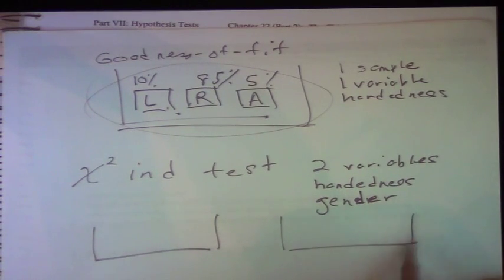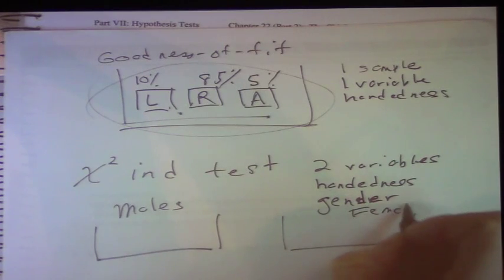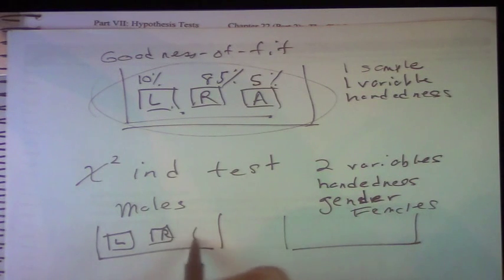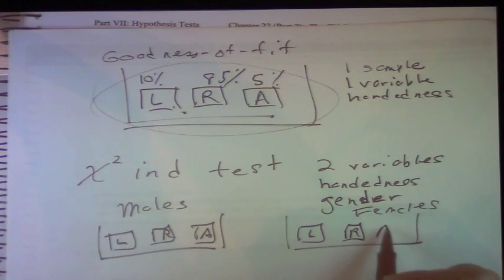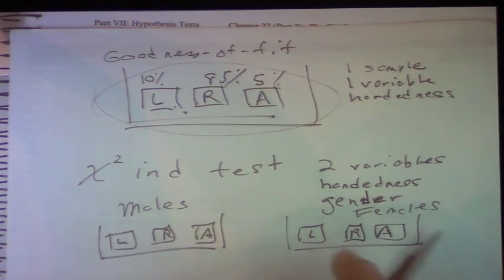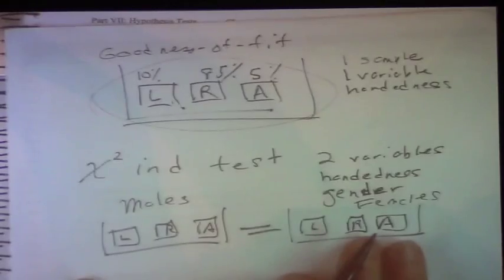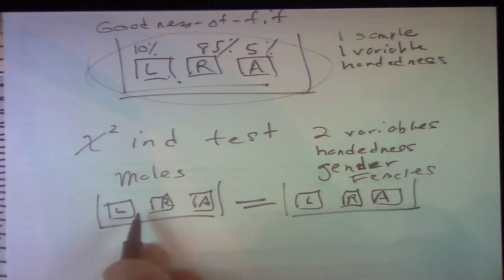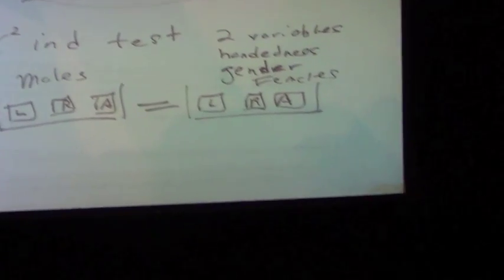You have two boxes of people. You have males and you have females. And you have left-handed, right-handed, and ambidextrous, three categories. And all you're interested in, you're not specifying what these are, you're just wondering if they're equal or not. Does the percentage distribution of handedness differ among males or females? Does it depend on whether you're male or female, or are those independent?